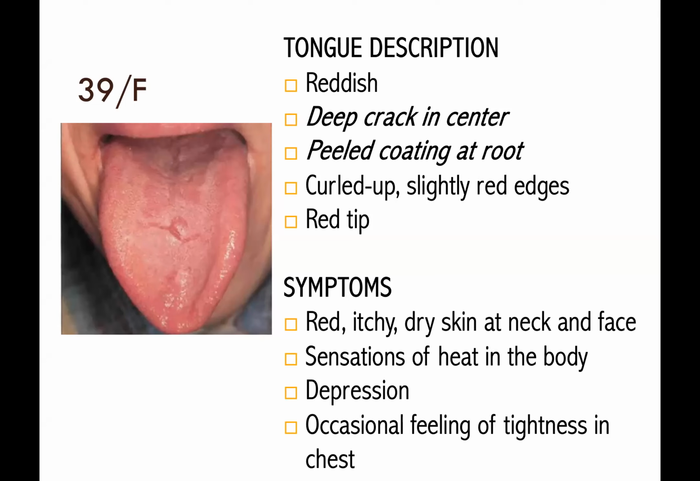And let's have a case study here. The tongue description is this: a 39-year-old female patient. The tongue is reddish with a deep crack in the center, a peeled coating at the root, slightly curled up red edges, and a red tip. Her symptoms present as red, itchy, dry skin at the neck and face, sensations of heat in the body, and depression.